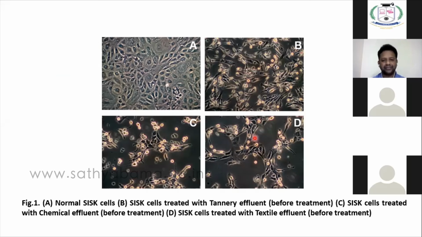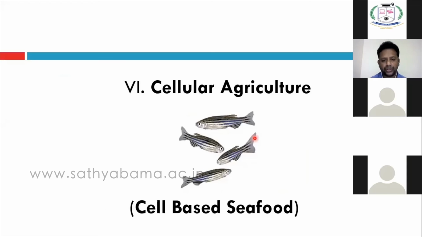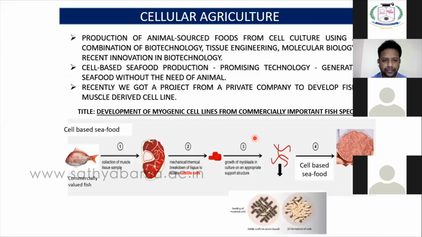So I'm just saying you can use these cells for toxicology applications. For that purpose, I'm showing this slide. Very recently, this is the latest, and I would say it is cellular agriculture. This is the application I want to talk about. It is expected that by 2050 there will not be enough seafood or even pork or meat for the growing population. For that, this concept of cellular agriculture has arrived.